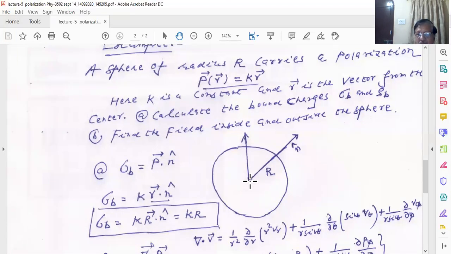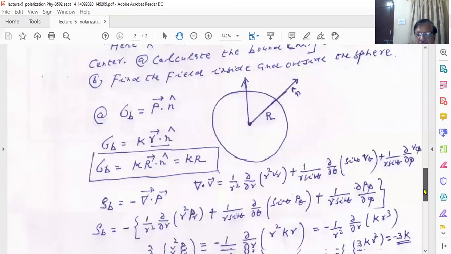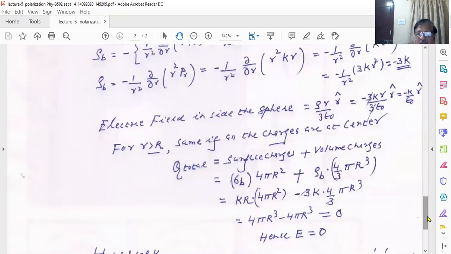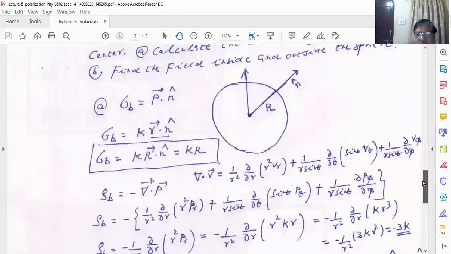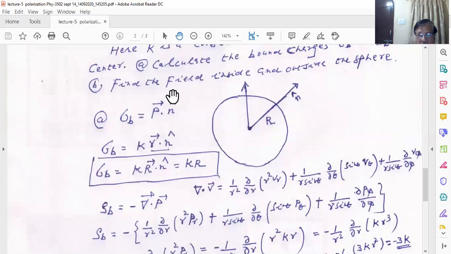So the spherical charge distribution is behaving like a point charge distribution. Here you can consider the spherical charge distribution, and you want to calculate the electric field outside the sphere. So first let us calculate this. To do this, you first find the total charges, because there are bound charges as well, and we are talking about outside the sphere.